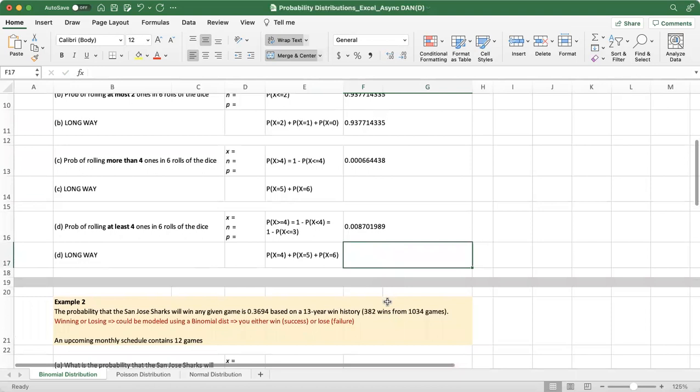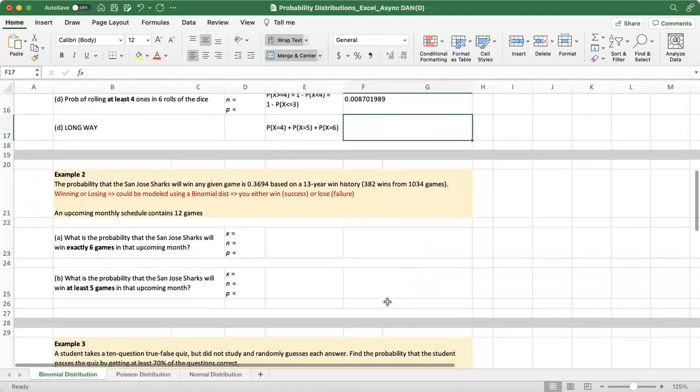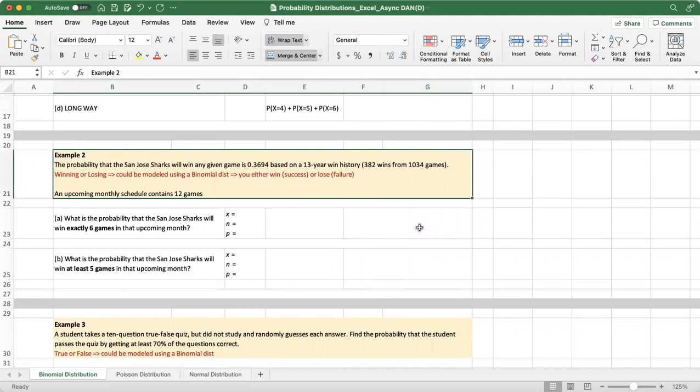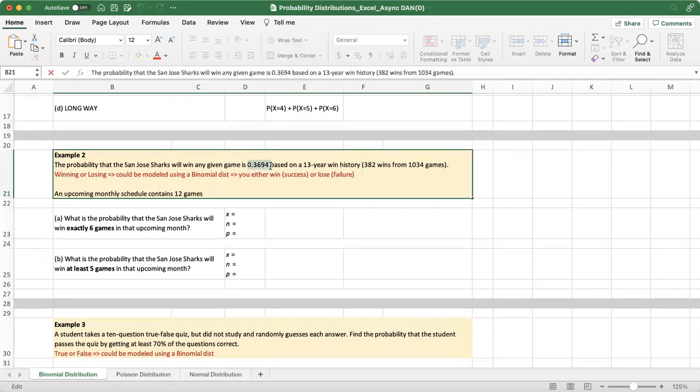Now in this video, I'll go over one more example, and I have left another third example here in the spreadsheet for you to try out. So let's check the second example. The probability that the San Jose Sharks will win any given game is 0.3694 based on a 13-year win history. So winning or losing is a binary outcome, and we're given the probability of success to be 0.3694. An upcoming monthly schedule for the San Jose Sharks has about 12 games.